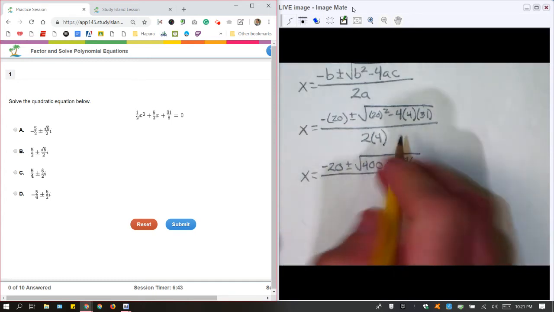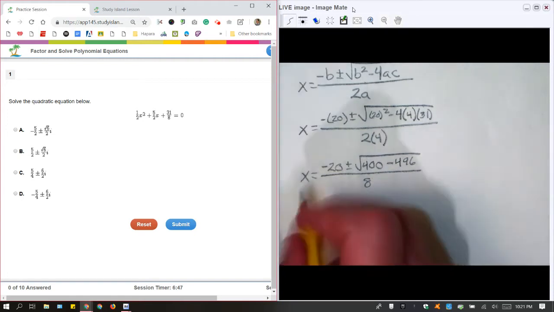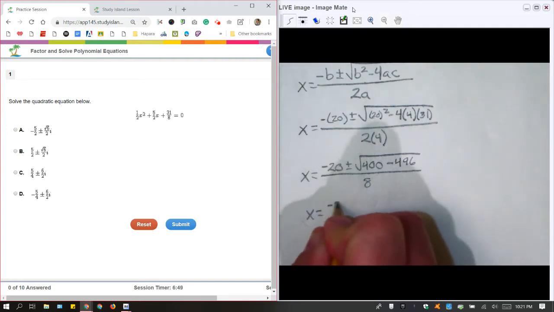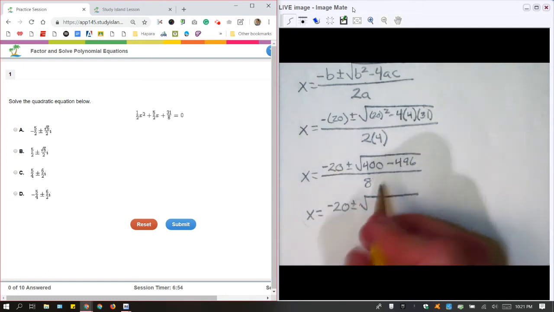And then divided by 2 times 4 is 8. So there we go. We're just going to keep going. X equals negative 20 plus or minus the square root of 400 minus 496, which is negative 96, divided by 8.